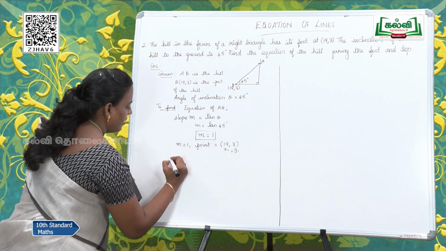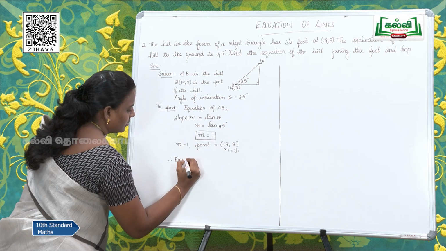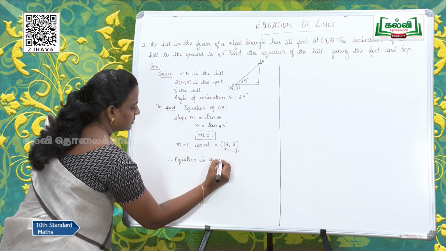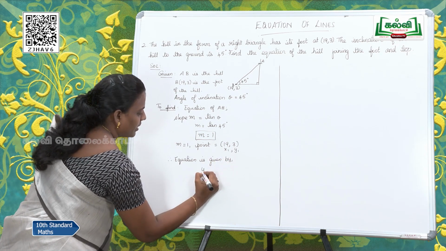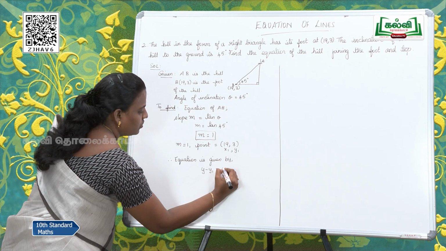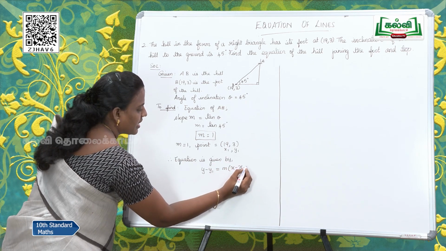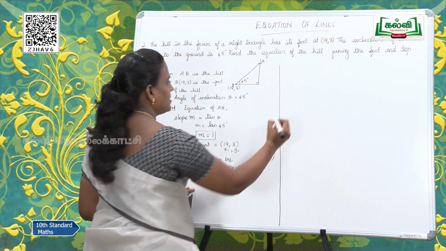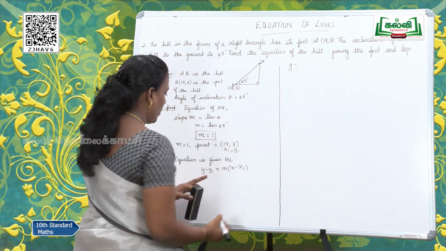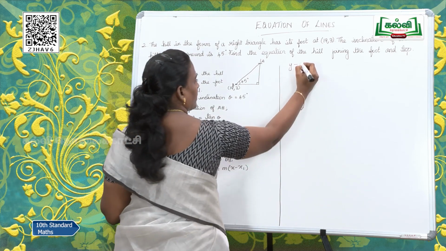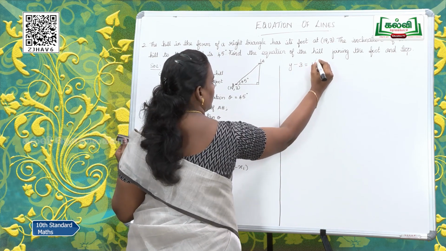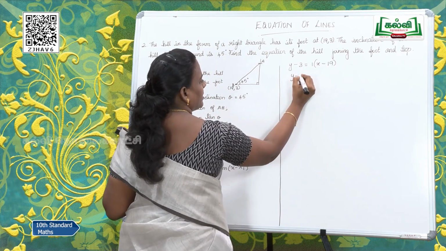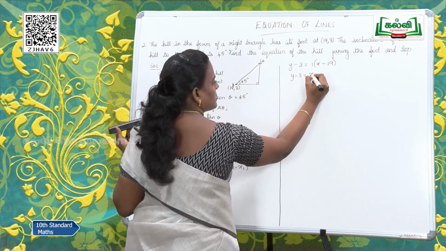What is the equation? Therefore, the equation is given by y minus y1 is equal to m into x minus x1. So now I am going to substitute the values in this formula. So what will I get? y minus y1. What is your y1? 3 is equal to m is 1, x minus x1 is 19. So I get y minus 3 is equal to x minus 19.